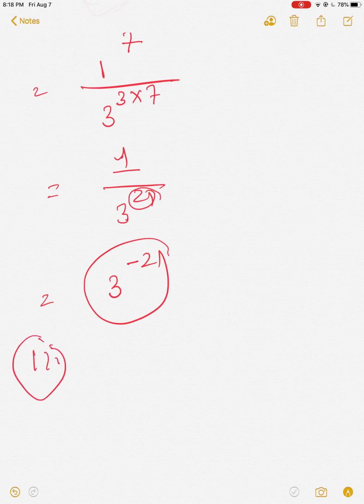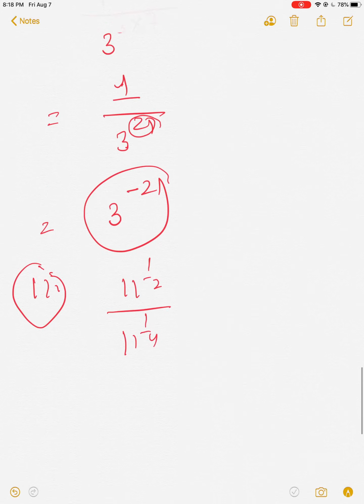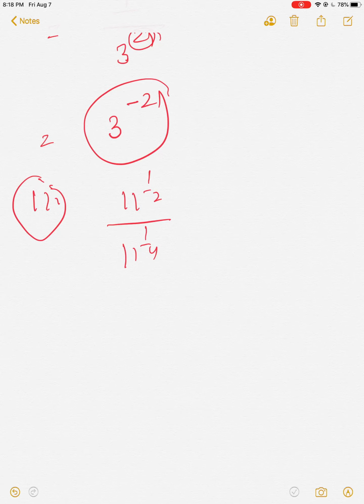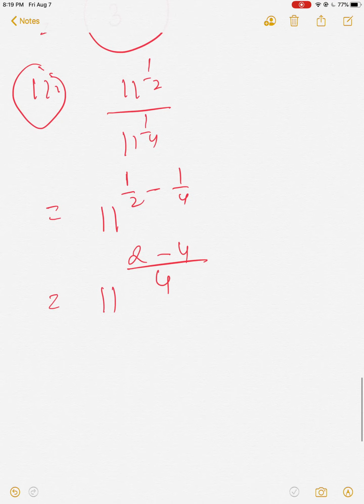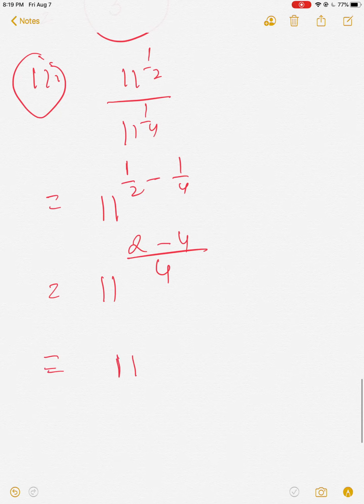Okay, now the next problem, which is the third one in this case. What is that third one? 11 raised to 1 upon 2 divided by 11 raised to 1 upon 4. When bases are same, powers will be subtracted. So how will the powers be now? 1 upon 2 minus 1 upon 4. Here take the LCM as 4.